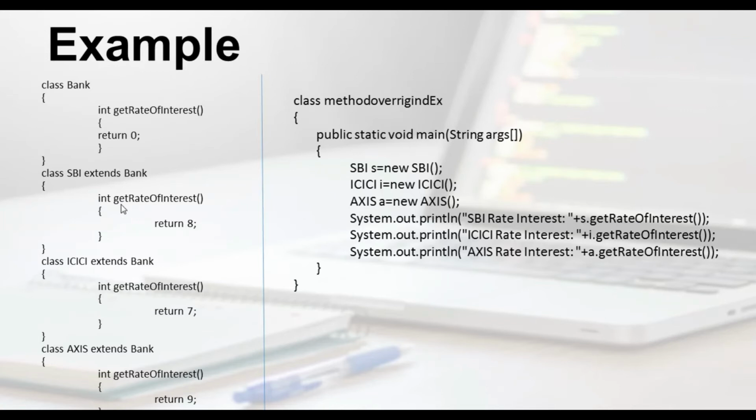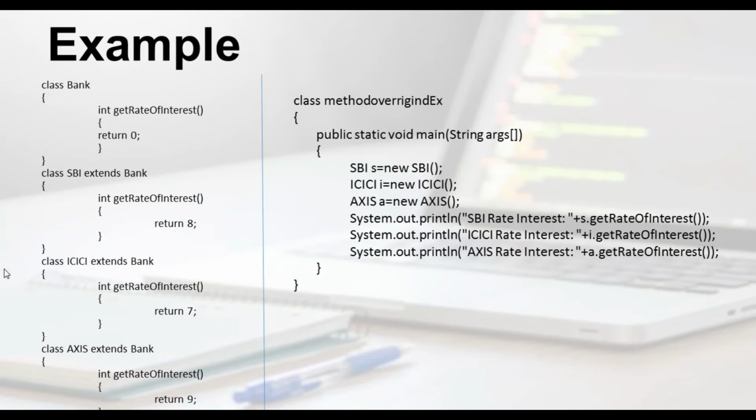But over here the method getRateOfInterest is the same as in the previous class, that is class Bank. The parameter is also the same, that is nothing as a parameter, and the method getRateOfInterest is also the same as in the previous class. Means you can say you have defined method overriding over here. Why? Because the class has the same method name as in the subclass.